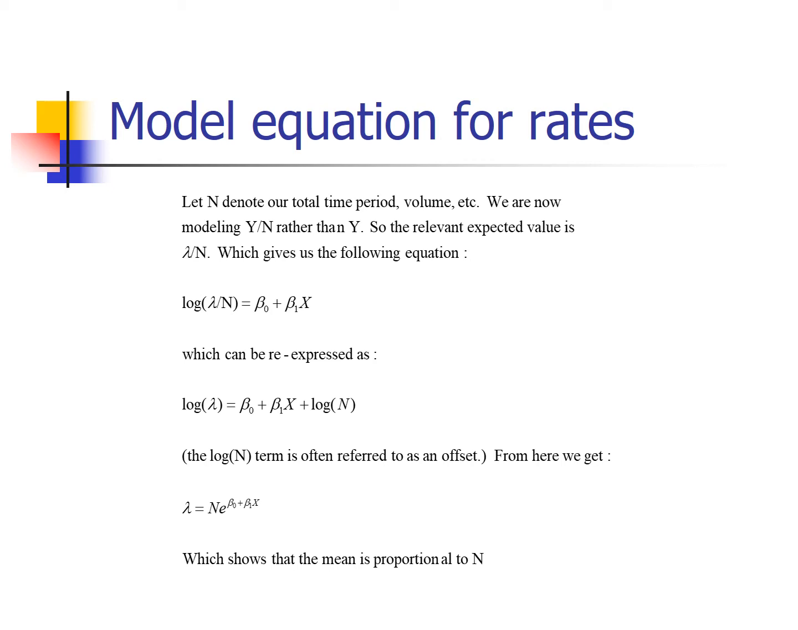And then we can exponentiate, we get that formula right there, which shows us that the mean is proportional to n. So the number of people that maybe have some disease is proportional to the size of the county or the size of the city that we're looking at. That makes sense.